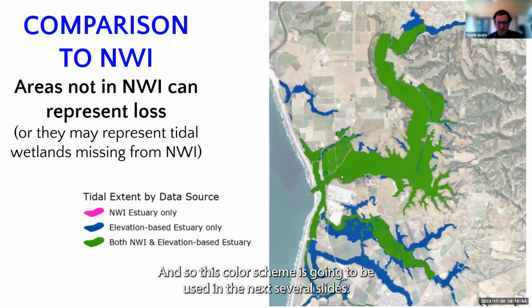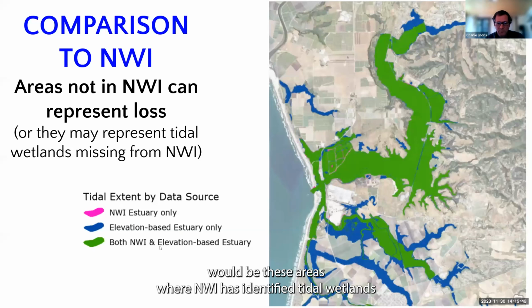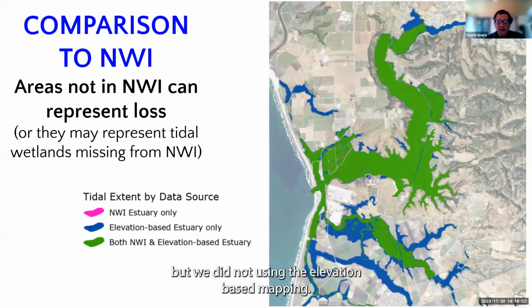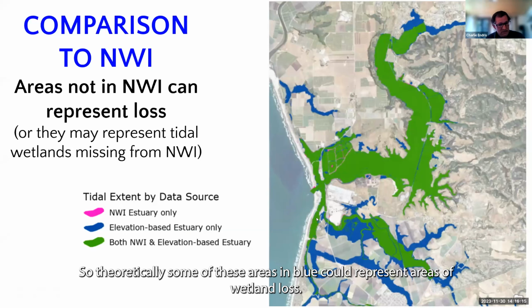If we go to the next slide, these 4 colors are going to turn green. And this color scheme is going to be used on the next several slides. Just to orient you to that, the green would be these areas where NWI has identified tidal wetlands within our elevation-based mapping estuary extent. Areas in pink would be areas where NWI identified wetlands, but we did not using the elevation-based mapping. Areas in blue would be zones that were mapped by our team within the elevation-based mapping extent, but not by NWI. So theoretically, some of these areas in blue could represent areas of wetland loss.